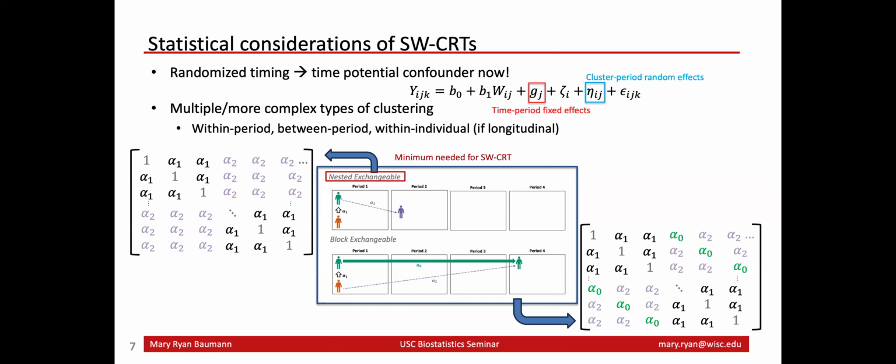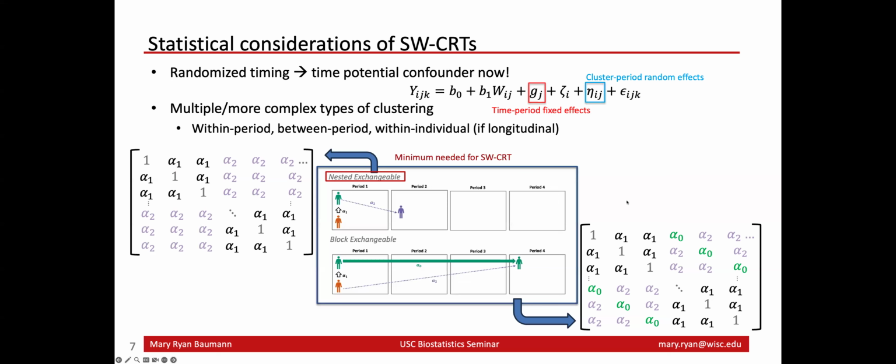Second of all, because we are now in this realm of longitudinal designs, we need to account for multiple types of clustering, or more complex types of clustering. So now we're not only dealing with the clustering of individuals within a single cluster, but we need to think about the clustering of individuals within a single cluster period, or the within period ICC, the correlation between individuals within the same cluster in different periods, or the between period ICC. And if you are looking at longitudinal sampling of individuals, you might also need to consider within individual correlation as well.